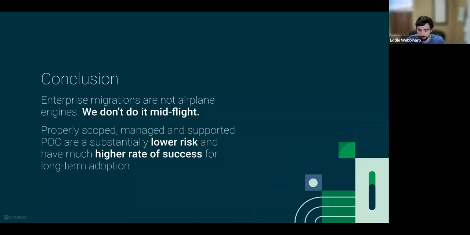Coming to a close here. Ultimately, what I hope that I've shared over the past 35 minutes or so was enterprise migrations aren't an airplane at all, and we don't want to change the engine mid-flight. Right. And in fact, it's risky and foolhardy to do so. Instead, we want to make sure that we're really thinking about how we scope and manage this migration and the POC to be successful, right?